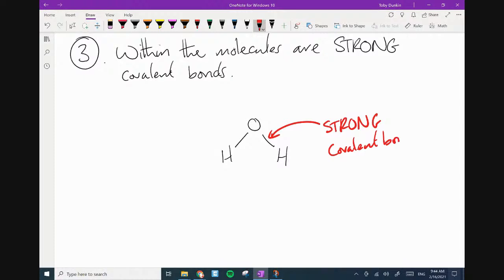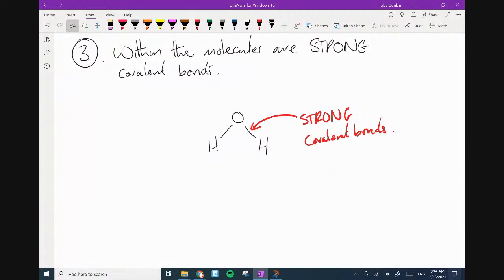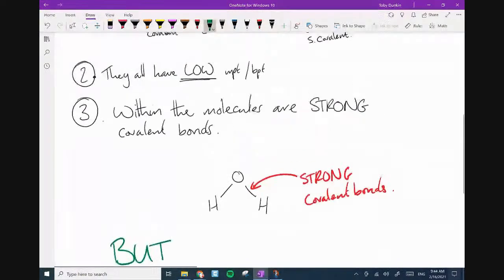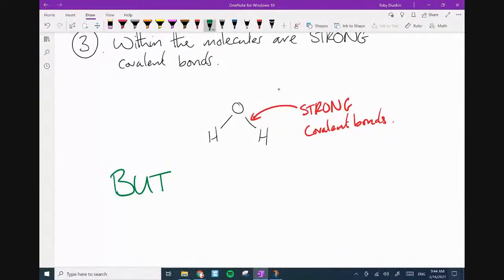Yep, but, and this is the big important bit, but. This is a big but, folks. Yeah, but between, notice my changing color.